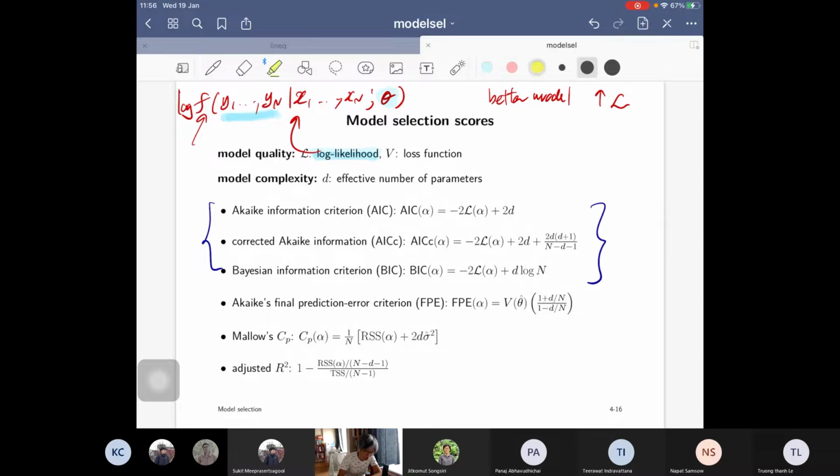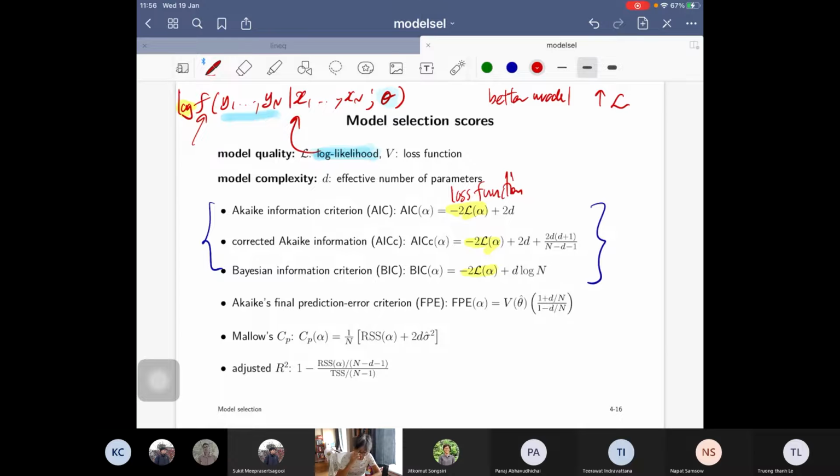And because the log function is increasing, if the PDF is high, the log is high. So that's why the higher the log likelihood, the better the model. Better in the sense that your model explains the data better. Okay. So in all these three scores, they're going to use negative log likelihood. These refer to the loss function.